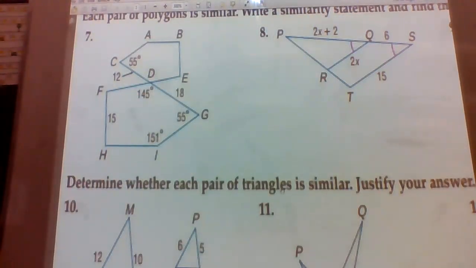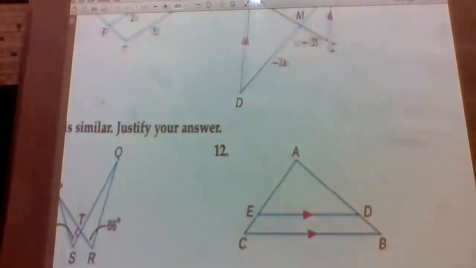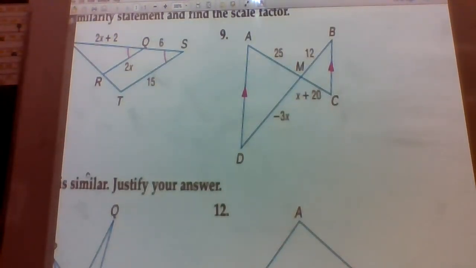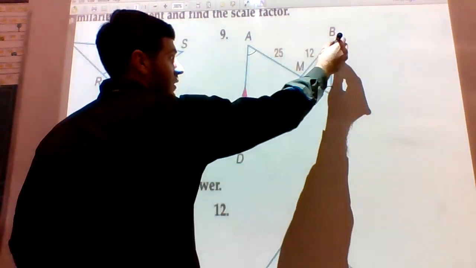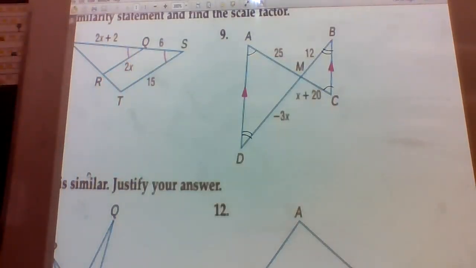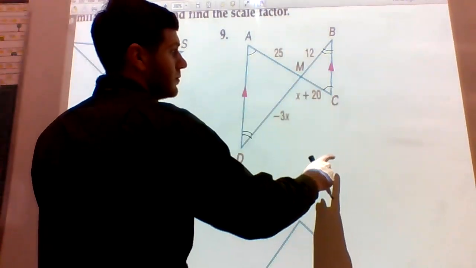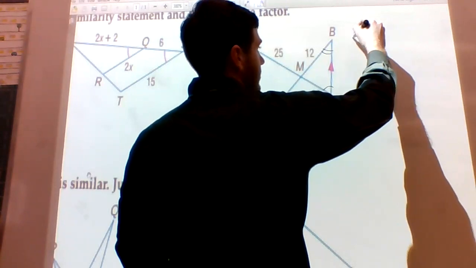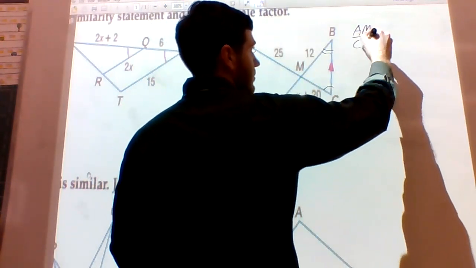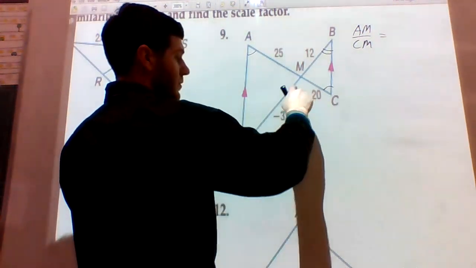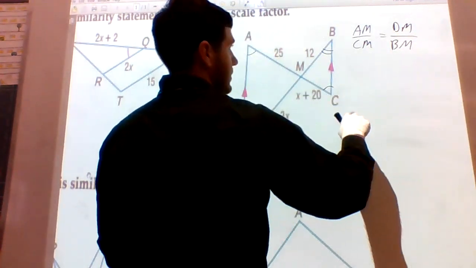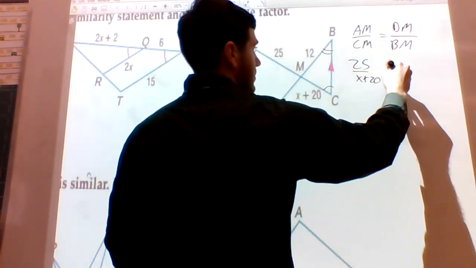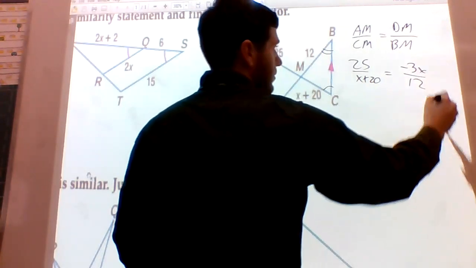Okay, number 9. So we have parallel lines that we know angle A and angle C are congruent, and angle D is congruent to angle B. That lets us determine which sides are going to be proportional, or which sides are going to correspond with each other. So we know that AM is going to correspond with CM, and then it's the same triangle, so DM is going to correspond with BM. Okay, so we get 25 over x plus 20 and negative 3x over 12.